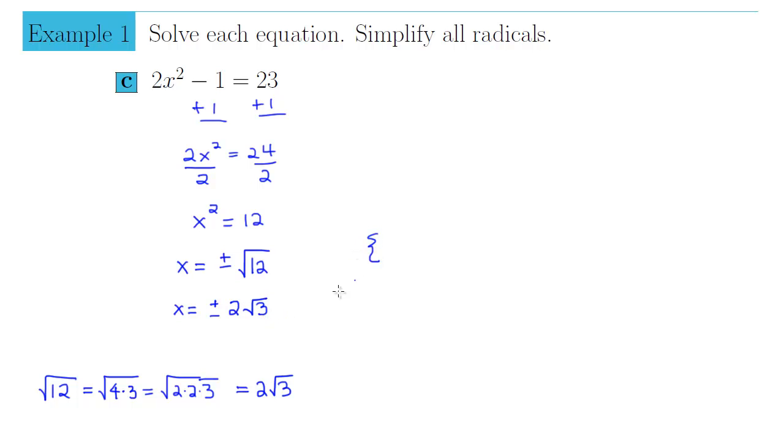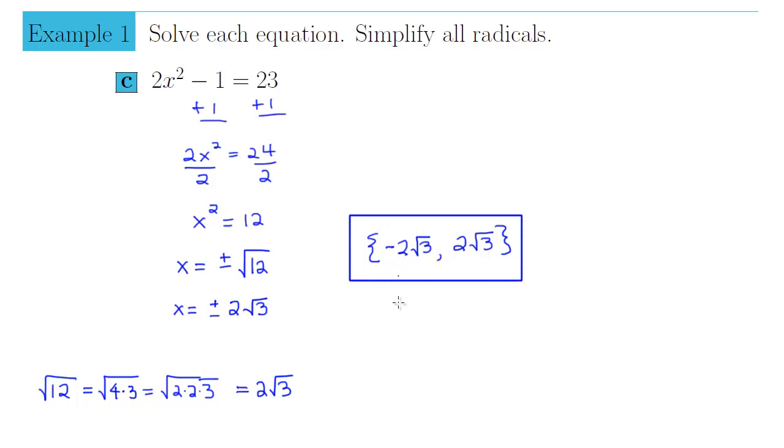Our solution set then consists of the two numbers, negative 2 times the square root of 3 and positive 2 times the square root of 3, both of which, when we substitute back in for x into our original equation, should give us a true statement. And again, I'll leave that check for you.